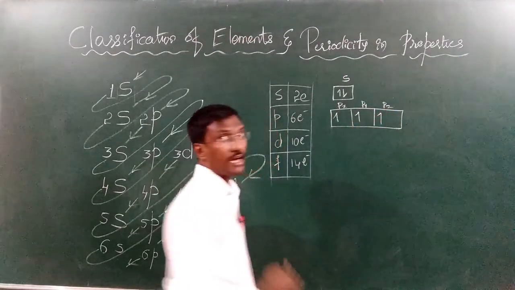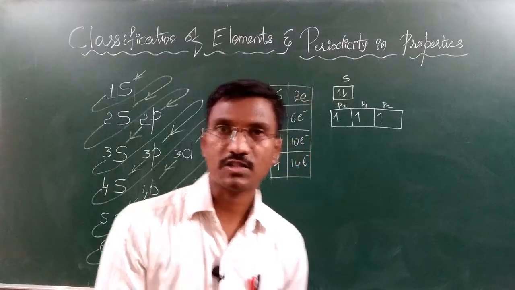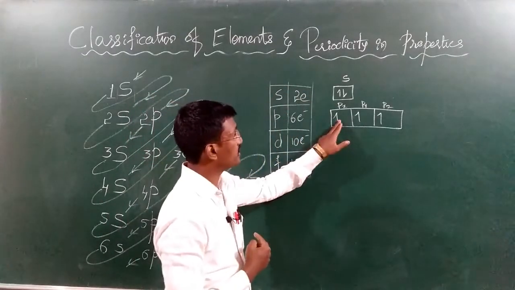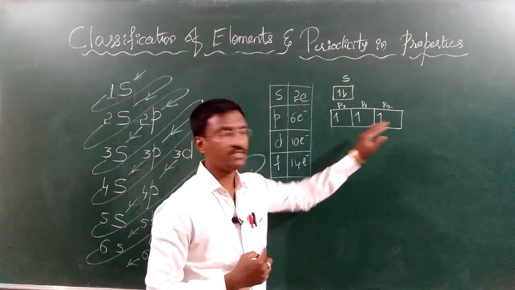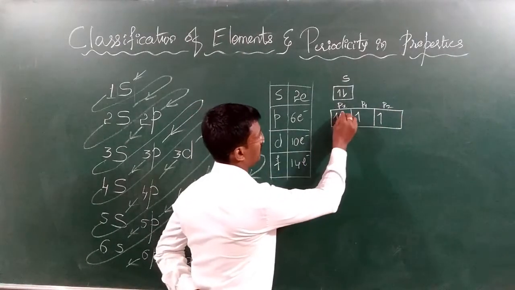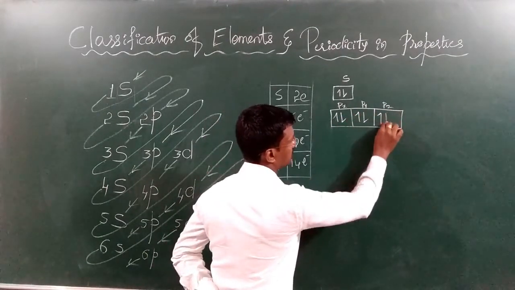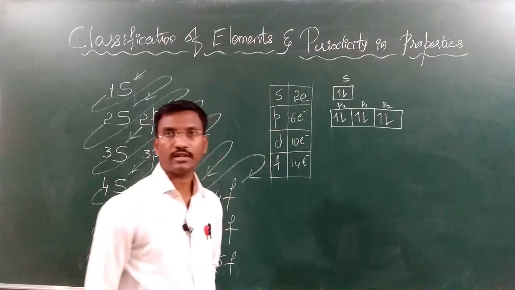After singly occupying each box, later the pairing of electrons takes place. So first electron here, second here, third here. It means it is singly occupied. Next, the fourth electron begins to pair: it comes to the Px, and then the fifth electron, and this is the sixth electron. Are you getting my point?